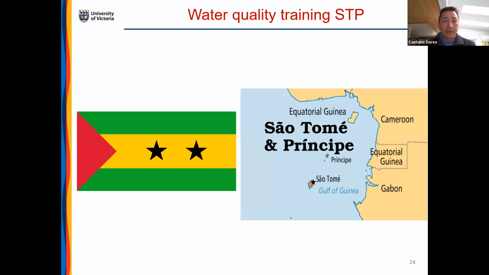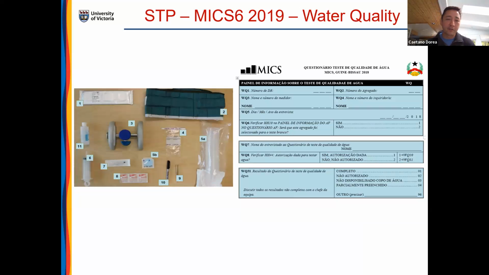So this is water quality training we did in São Tomé and Príncipe. These are two ex-colonies of Portugal, so one of the official languages is Portuguese. And coming from Brazil, that became an asset to go and deliver this training there. These are two small islands that form the country of São Tomé and Príncipe, and there we did part of round 6 in 2019, the water quality module.